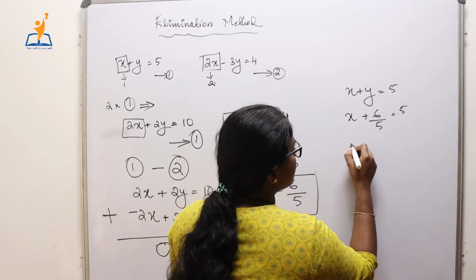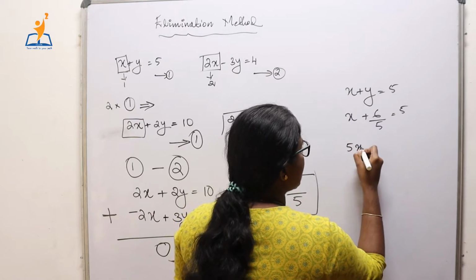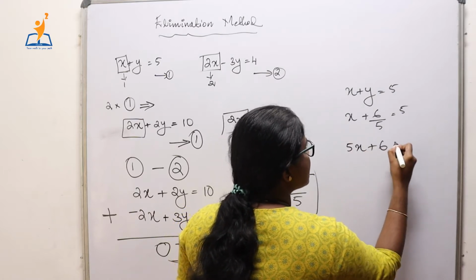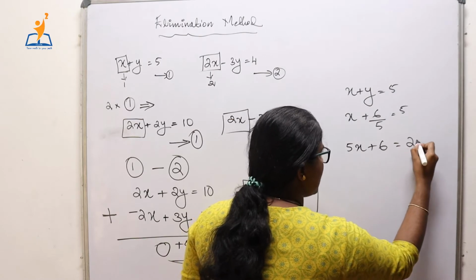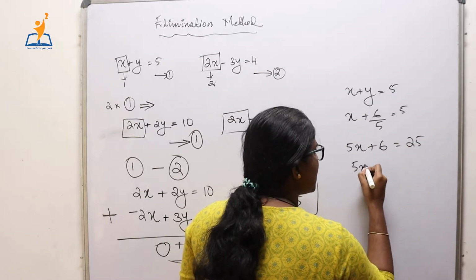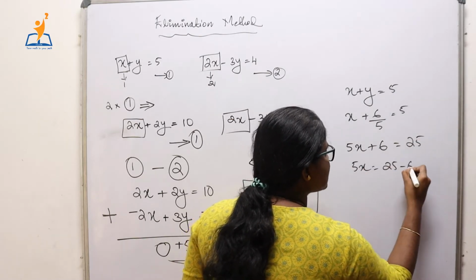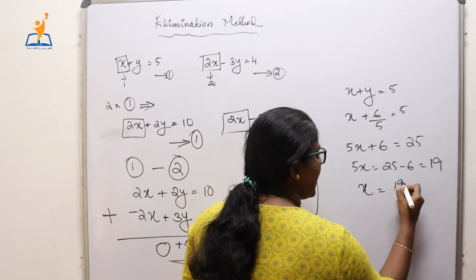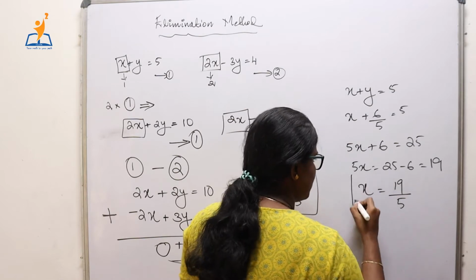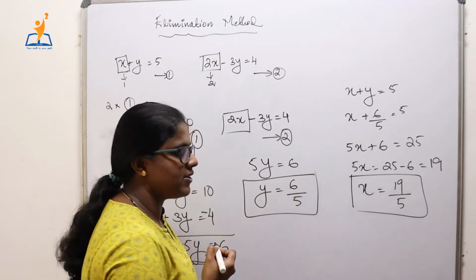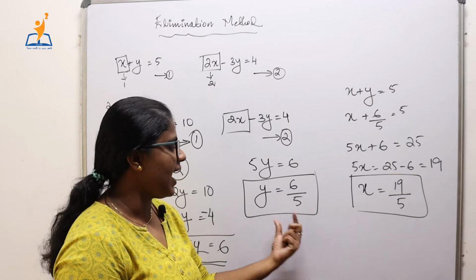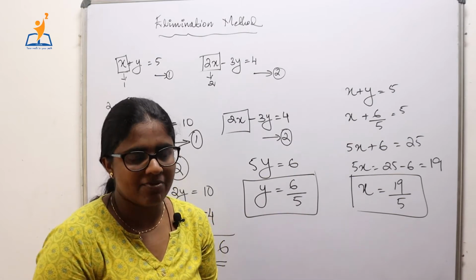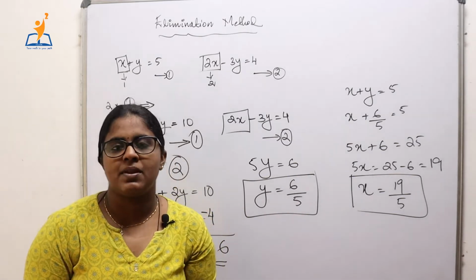Now, taking LCM, we will get 5x plus 6 equals 25, and 5x becomes 25 minus 6, that is 19, and x will become 19 by 5. So we got x equal to 19 by 5 and y equal to 6 by 5. So this is the elimination method.